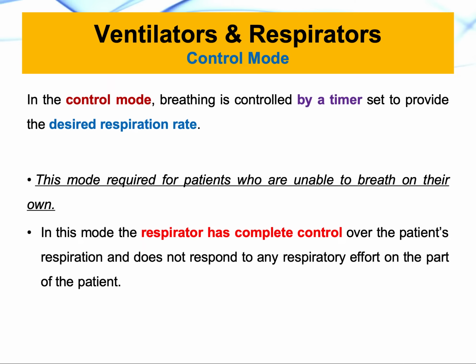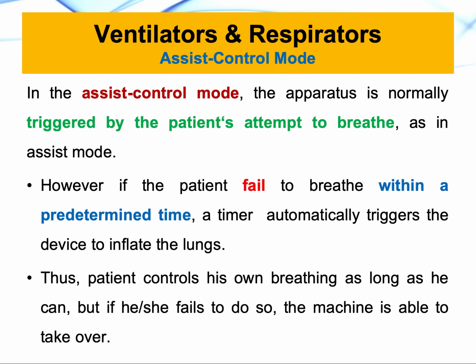Each one of them, the assist mode and the control mode, has its advantages and disadvantages. To benefit from both of them, we created what is called the assist control mode, which is a combination of the two. In this mode, the apparatus is normally triggered by the patient's attempt to breathe, as in the assist mode. However, if the patient fails to breathe, which means that the sensor did not detect the amount of negative pressure that is needed to start the ventilation, within a predetermined time, the timer automatically triggers the device to inflate the lungs.